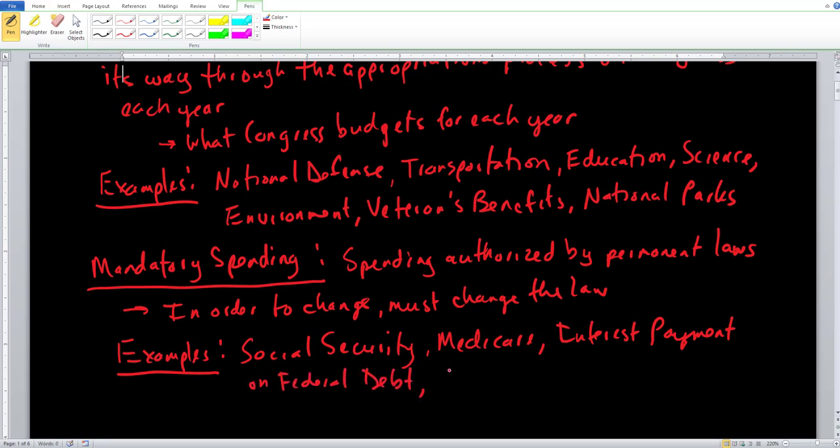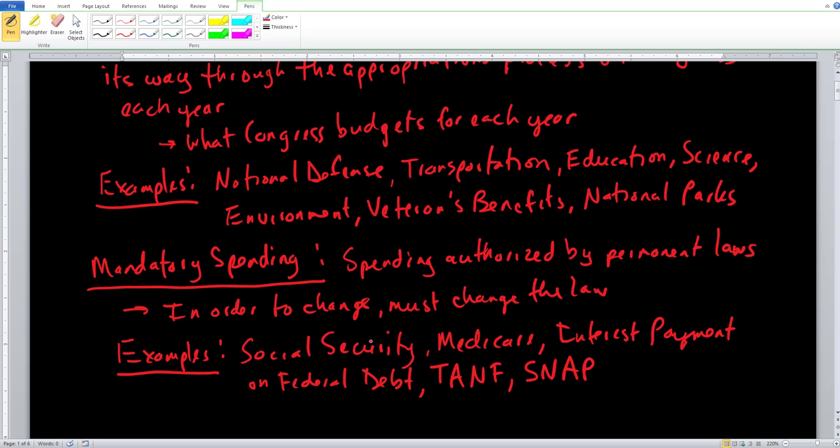And then also, like we said, a few welfare components as well. So things like TANF and SNAP. TANF, temporary assistance for needy families. SNAP, supplemental nutritional assistance program. Collectively, they're sort of known as food stamps. So these are a few examples of mandatory spending. In order for the government to actually change any of these components, they need to change the law.